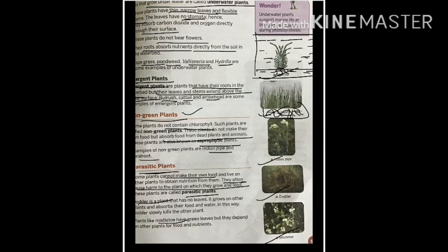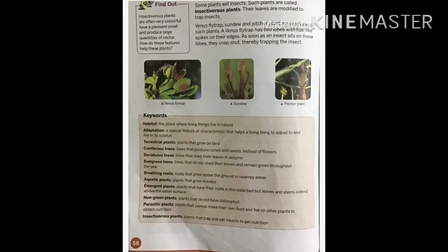Okay, students, let's get back to the new page here. Now here, these are the insectivorous plants. What is special about them? Insectivorous plants, as the name indicates, means ones that eat insects. Vorous means eater, and insect means insects. So insectivorous plants eat insects.